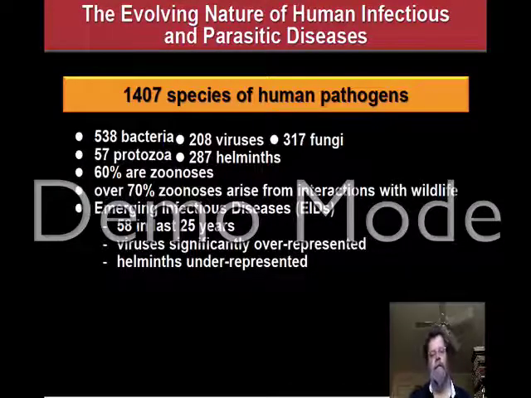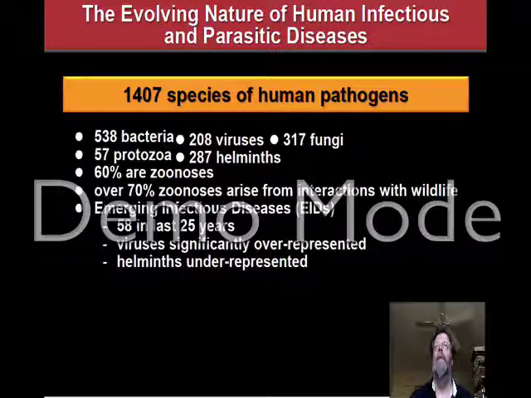What we are talking about here is the following: the evolving nature of human infectious and parasitic diseases. Of the roughly 1,500 known species of human pathogens, roughly a third are bacteria, 200 viruses, a little over 300 fungi, then also protozoa, such as malaria, and various forms of worms. The important part is that more than 60% are so-called zoonoses. That means they jump from an animal host to a human host. And over 70% of those zoonoses in more recent times arise from interactions with wildlife.